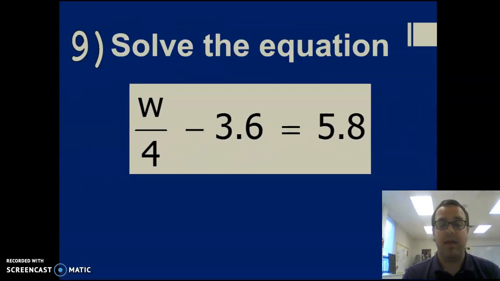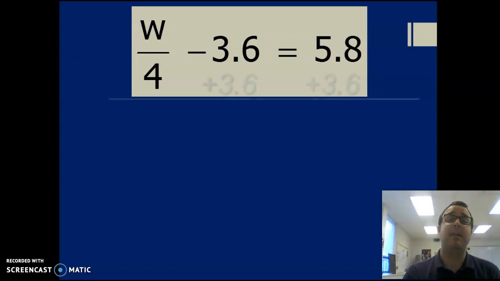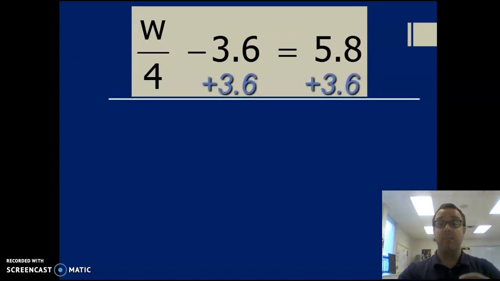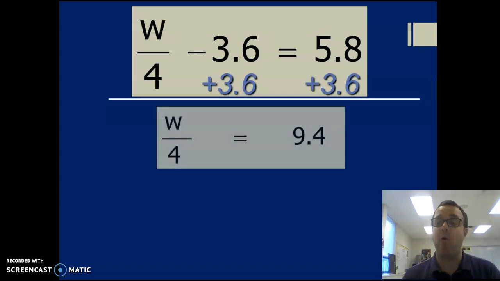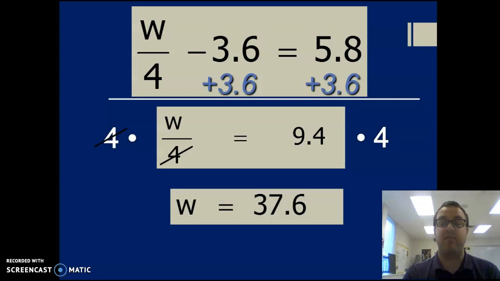Okay? Oh man, Mr. Guy, we'll just keep going with the examples over and over again. That's because they're the same thing every time, these two-step equations. This one, I'm going to add 3.6 to both sides. But there's decimals, Mr. Guy. That's okay. We just talked about how to do this with decimals. It doesn't change the process that we're doing here. And then I'll go ahead and multiply both sides by 4, and I'll get that W equals 37.6.